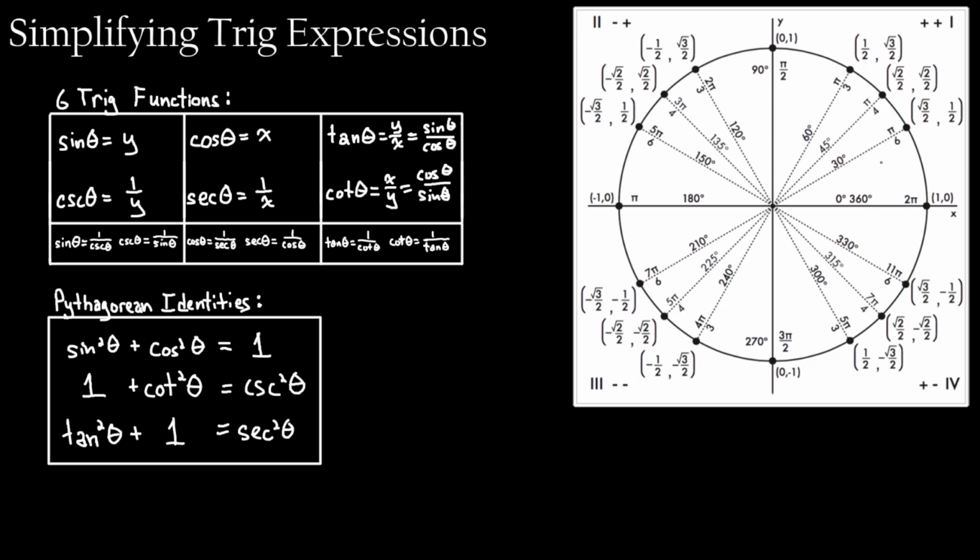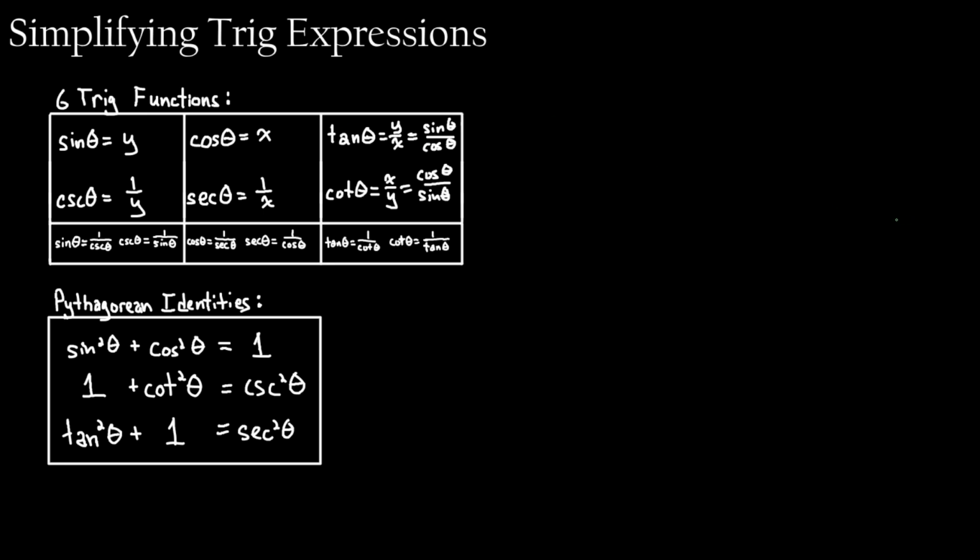So the first thing I'm going to do is take away our unit circle because we really don't need it. We're just going to have some different expressions, and we're going to use our 6 trig functions. We're going to use a lot of substitution here, and we're also going to use our Pythagorean identities as well.